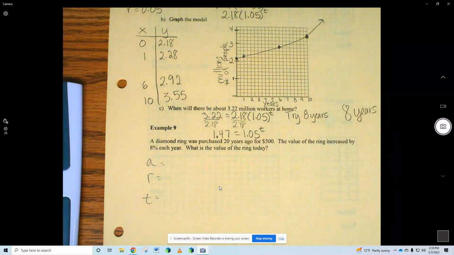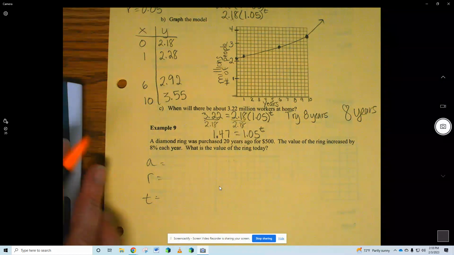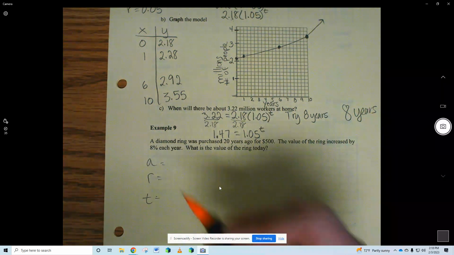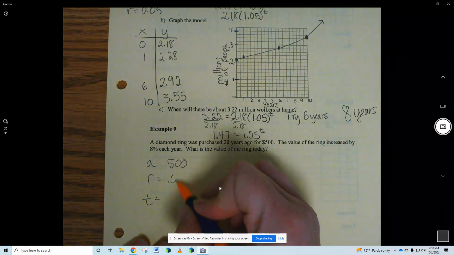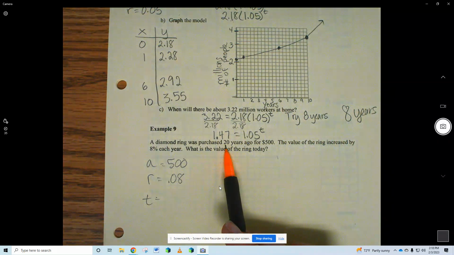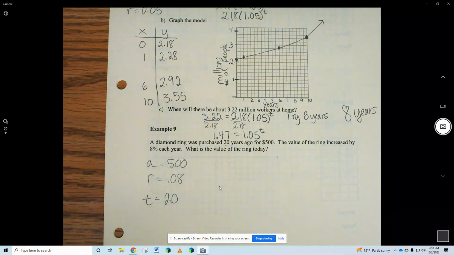All right, looking at this, my equation is up on top. What's A going to be? What am I starting at when I bought the ring? $500. Very true. What's the rate that it increases by? 8%. Just make it 0.08. And the time. Well, 20 years ago I bought it, and now today 20 years has passed, so the time is 20. All right, set up the equation with your group and work it out.